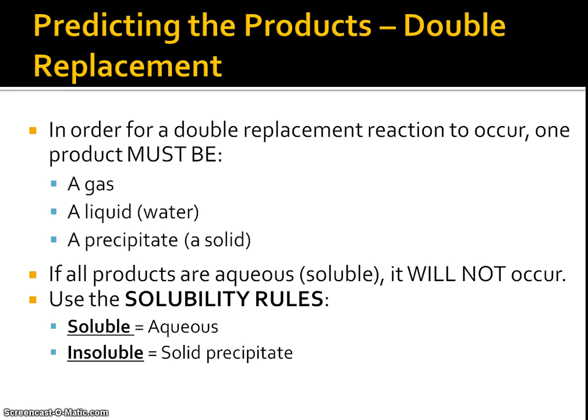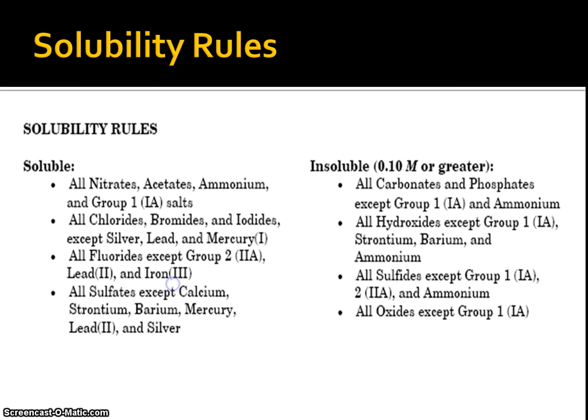So sol means to dissolve. Able means able. So soluble means able to dissolve, which means aqueous. In means not. So insoluble means not able to dissolve, which means it's going to stay together as a solid. So this is what the solubility rules look like. Anything that falls into the soluble category will be aqueous. Anything that's insoluble would be a solid.